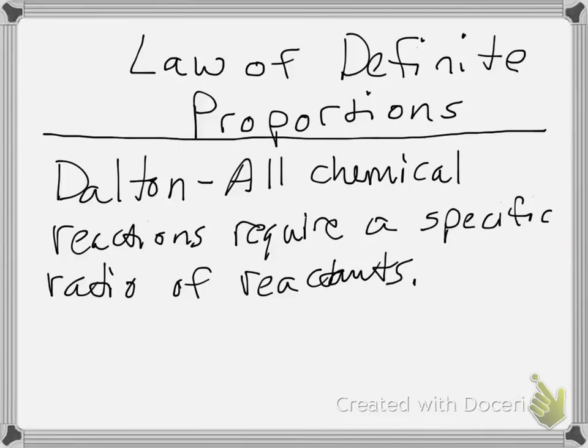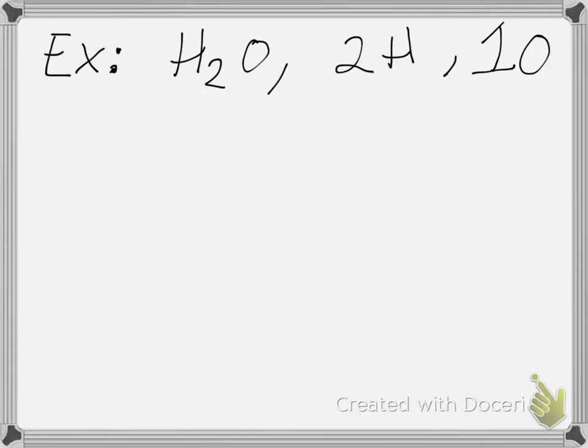Okay, so what that means is for any given chemical reaction will use the exact same ratio of its reactants, no matter how much of the reactants you actually have. For instance, as an example, if I want to make H2O, then that means I'm going to have 2 hydrogen atoms for every 1 oxygen atom, actually.